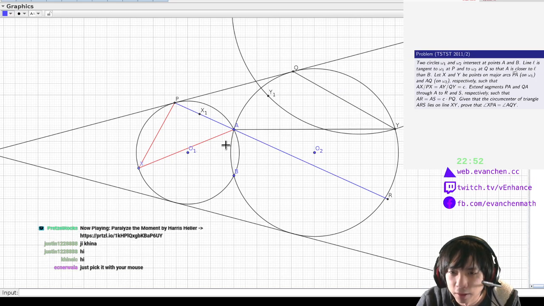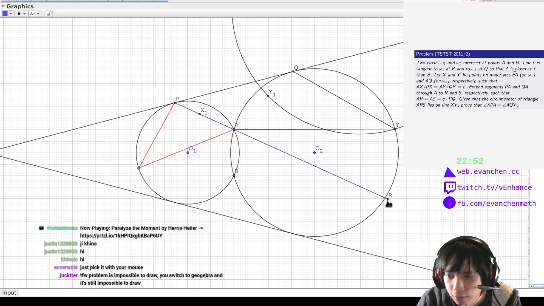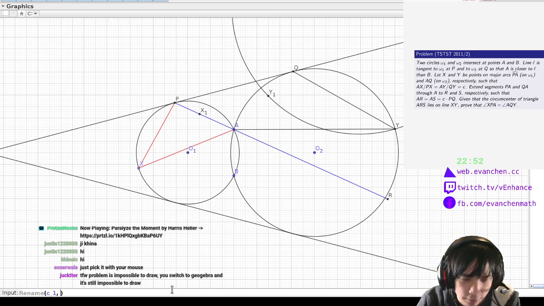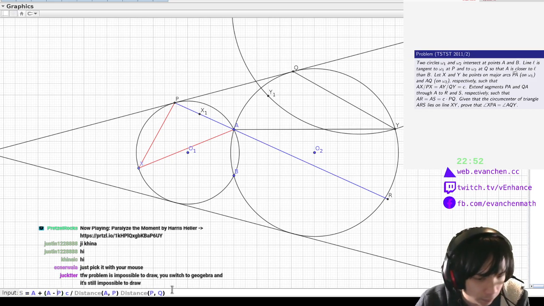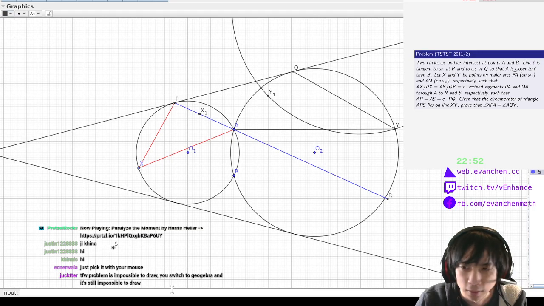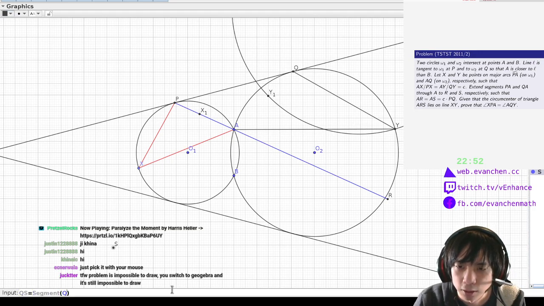And now, where is R? This was R. We're going to rename C1 to C because now it's actually the correct constant. And now we'll do this. Okay, so QS equals segment QS.